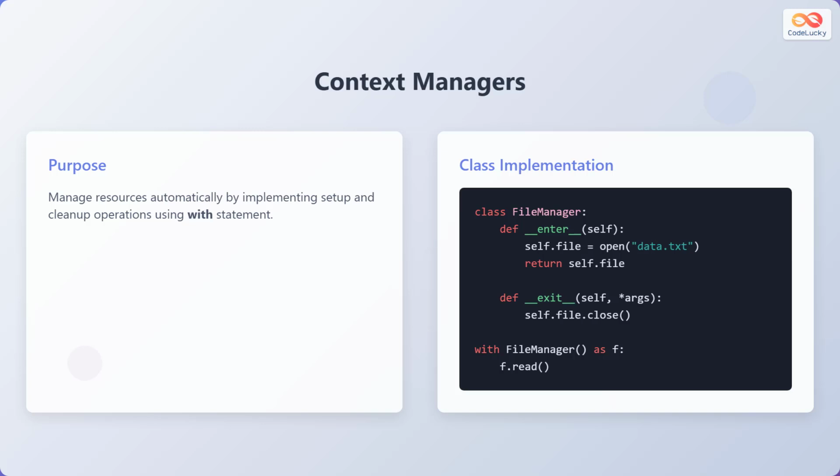The enter method is called when entering the with block and typically returns the resource to be managed. The exit method is called when leaving the with block and handles cleanup operations. It receives information about any exceptions that occurred. Context managers are essential for writing robust Python code because they prevent resource leaks and ensure consistent cleanup behavior. Common examples include file operations, database transactions, and thread synchronization primitives.